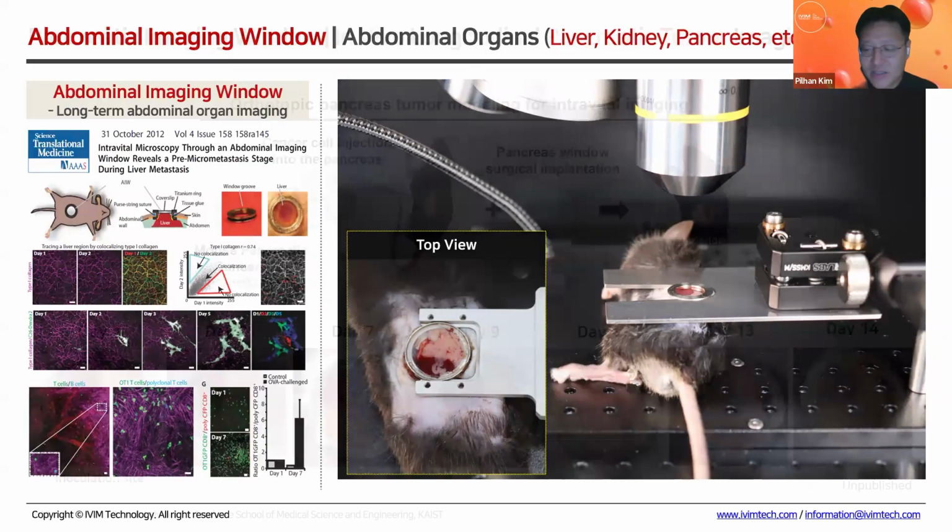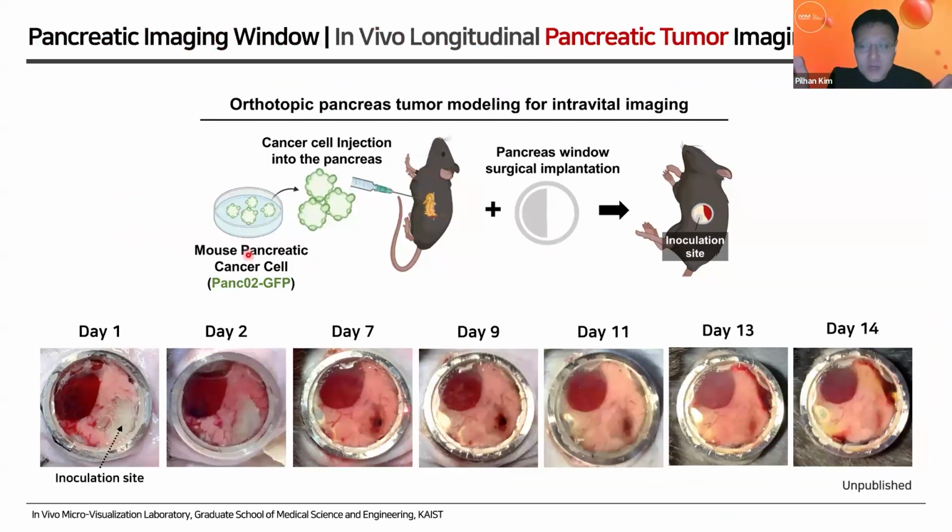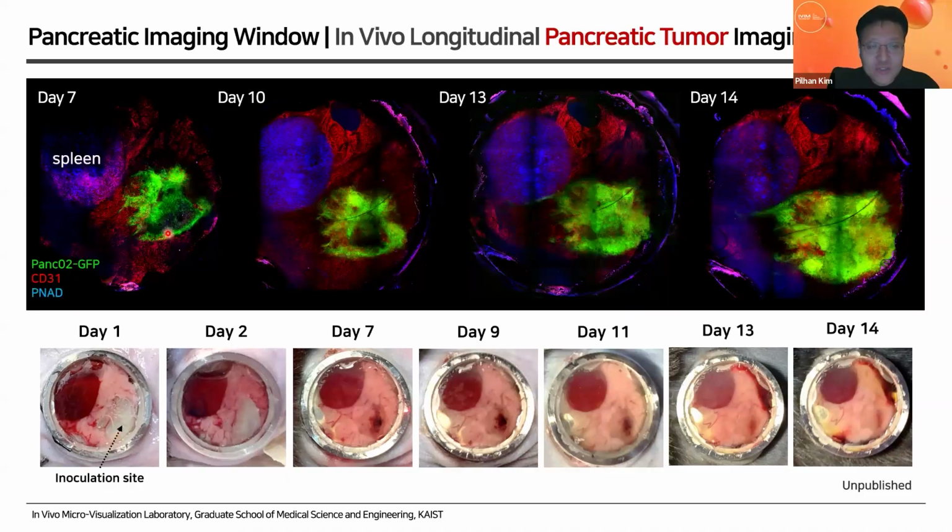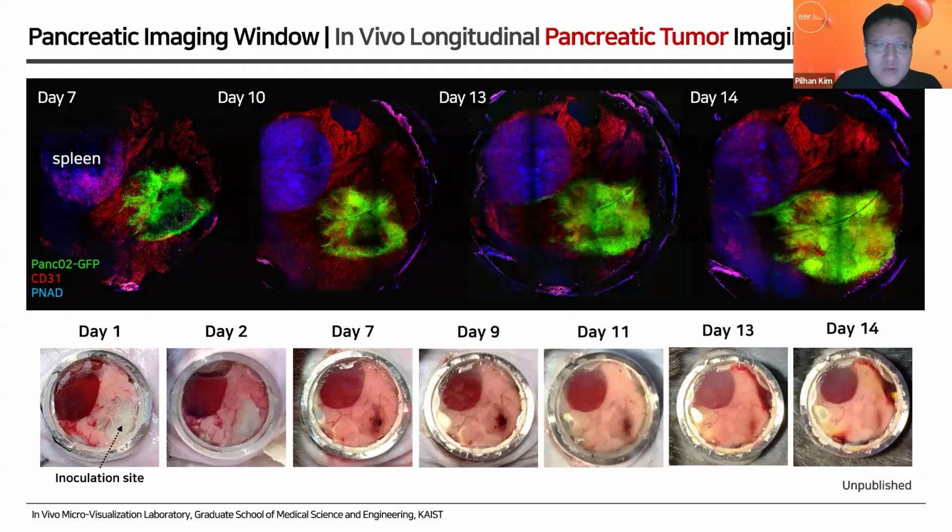So in this example, we implanted this window to see the pancreas. This pinkish tissue is the pancreas, and this is the spleen. Okay, and this is one single mouse model. On the day of implanting this imaging window, we injected this mouse pancreatic cancer cell here. Okay, and then basically we made the orthotopic pancreatic tumor model, and then see how these tumors, this green one is the pancreatic tumor cells, grow over time. Let me show you another example.